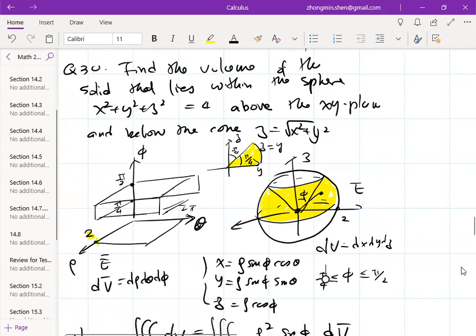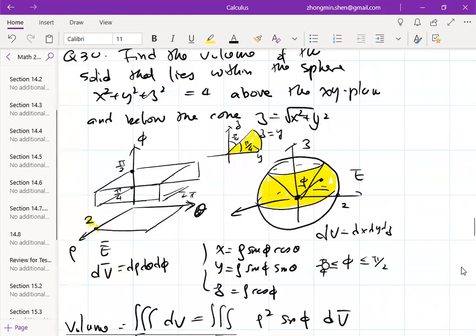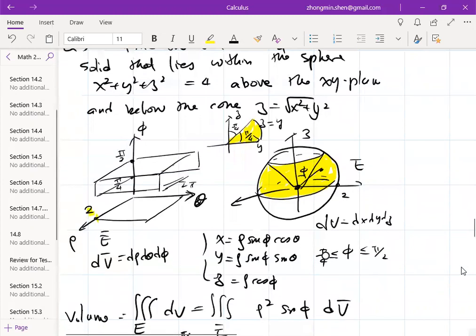So first, because it's inside the sphere, right? It's below the cone, but inside the sphere above the XY plane. So we use spherical coordinates. In other words, we use a transformation given by x, y, z, with three formulas there. So actually, what we did is that this rectangular box was sent to this shaded region, and then you change the triple integral to a triple integral over this box.